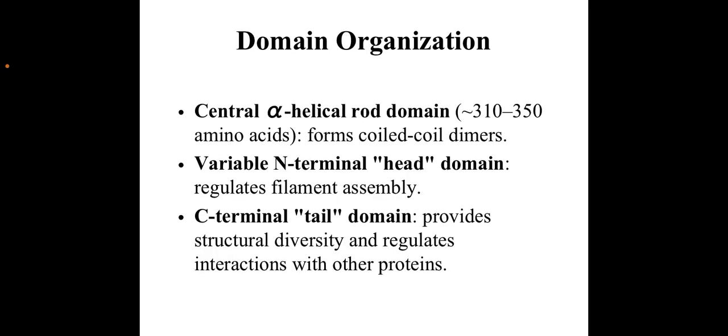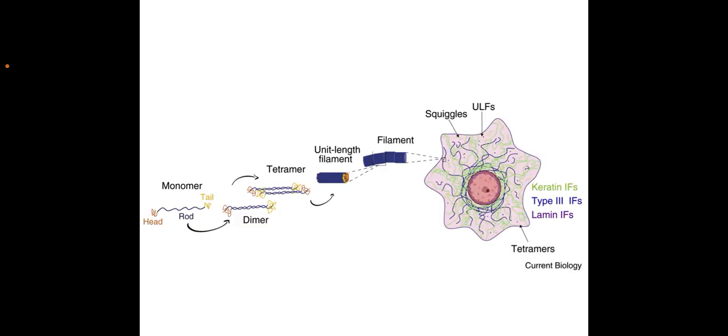If we talk about the domain organization, how the intermediate filament domain looks, they are made up of a central alpha helical rod domain of approximately 310 to 350 amino acids that forms coiled dimers. Dimers means one end is the amino group and the other end is the carboxyl group, as you have seen in the previous diagrams. The variable N-terminal head domain regulates filament assembly. They have a C-terminal tail domain which provides structural diversity and regulates interactions with other proteins.